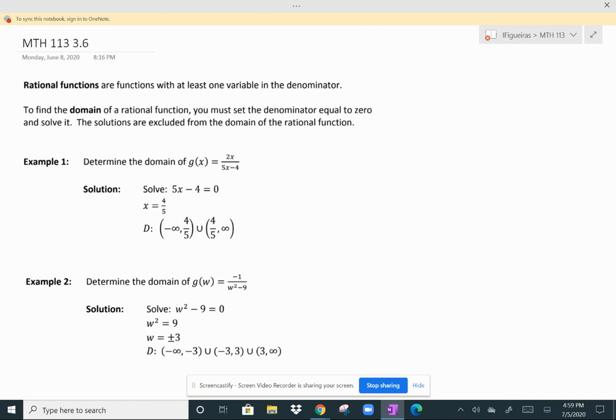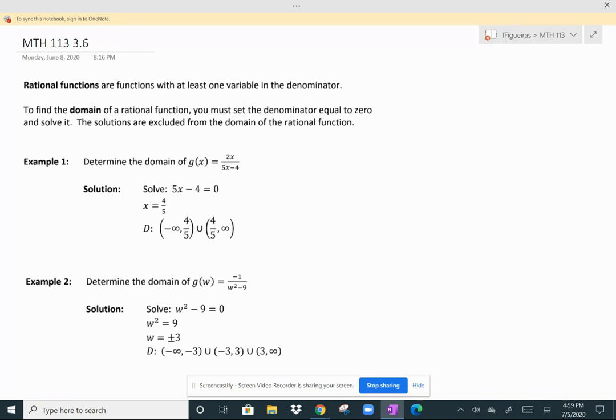Hi, this lesson is about rational functions. Rational functions are functions with at least one variable in the denominator, but they could also have variables in the numerator. To find the domain of a rational function, you must set the denominator equal to 0 and solve it. The solutions are actually the exclusions to the domain, as long as those solutions are real numbers.